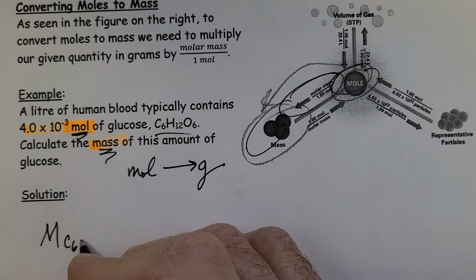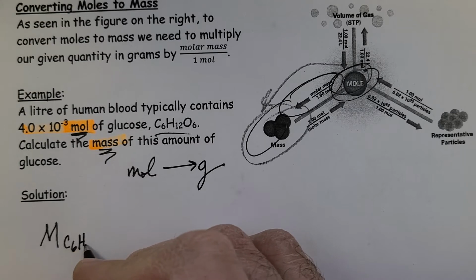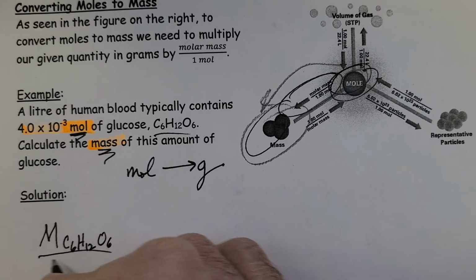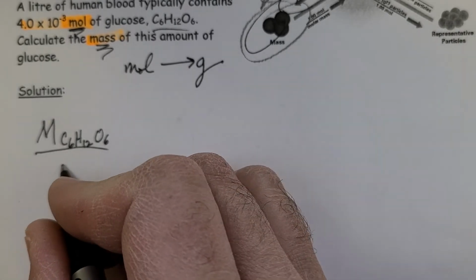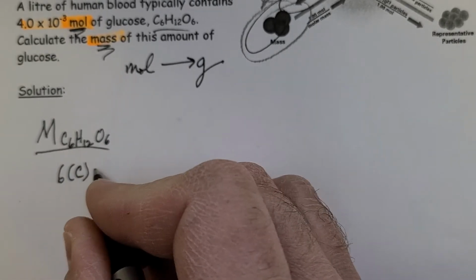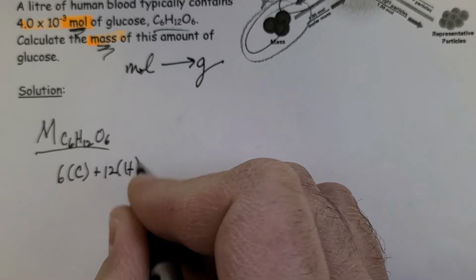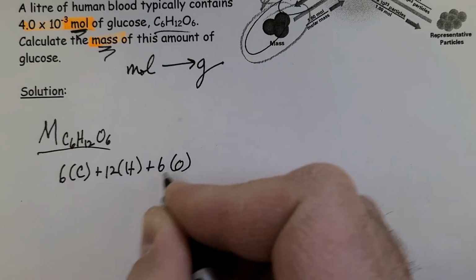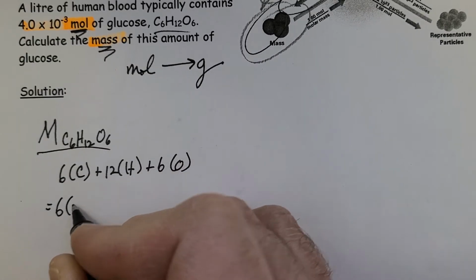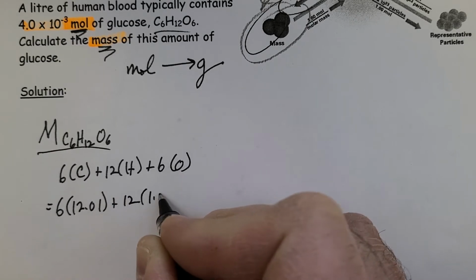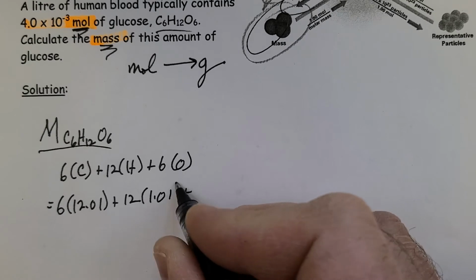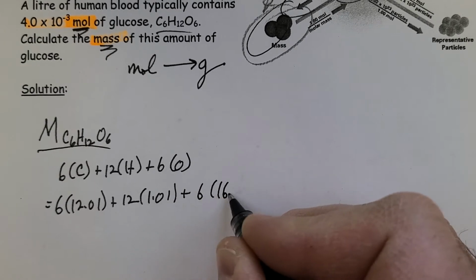C6H12O6. So glucose, C6H12O6. If I have a mole of that many molecules, I'd have 6 moles of carbon, 12 moles of H, and 6 moles of O. So the molar mass of carbon is 12.01, the molar mass of hydrogen is 1.01, and the molar mass of oxygen is 16.00.